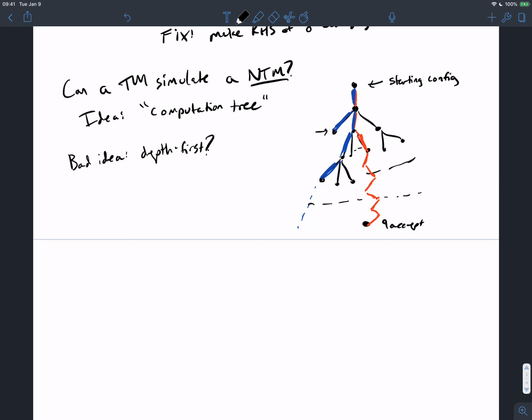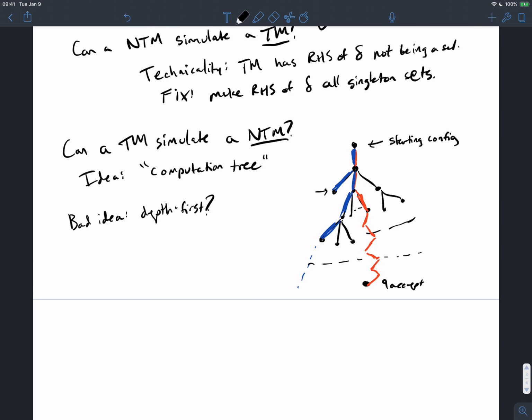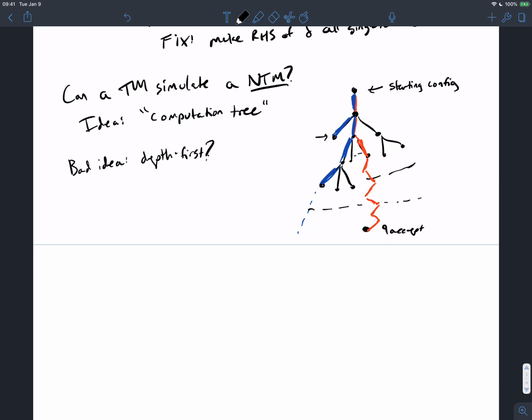Even if the non-deterministic machine is a recognizer, we want to halt if there is a QAccept somewhere in this tree. So this is a bad idea.